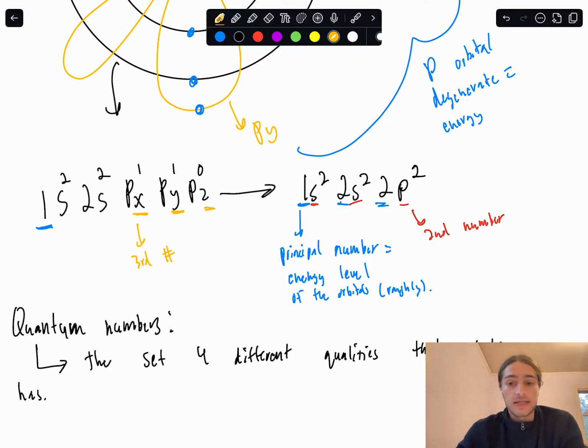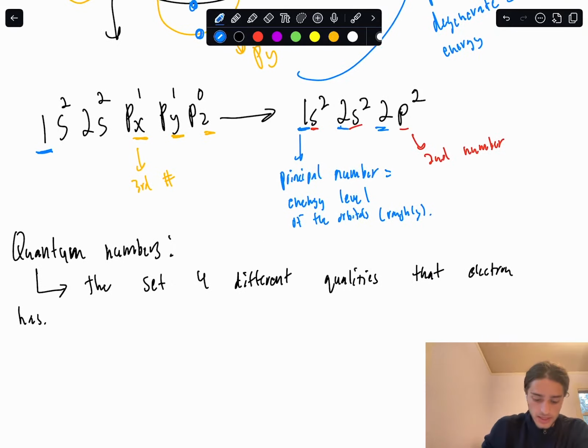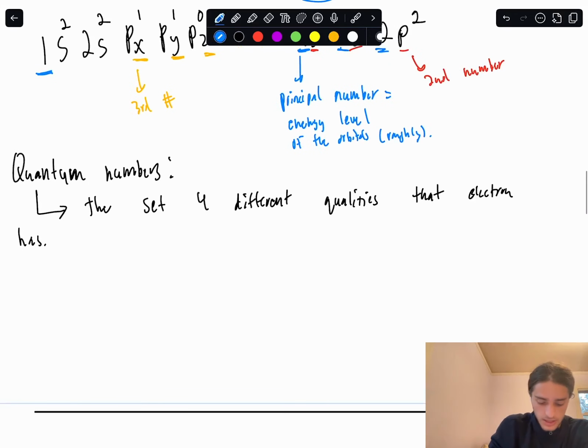And it turns out that the last number is something called spin. Before I explain spin, let me bring up one other important thing that I want you to know, which is called the Pauli exclusion principle.